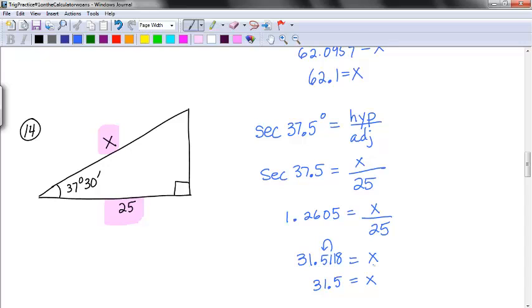What if I said round this to the nearest hundredth? What would it be? 31.51. Yeah, and what would it be if I said round it to the nearest thousandth? Yeah, 31.512. So it makes a difference in the directions. Everybody okay with that one?